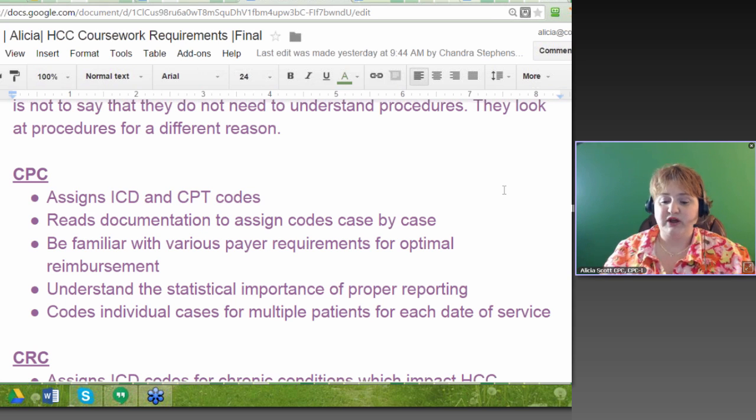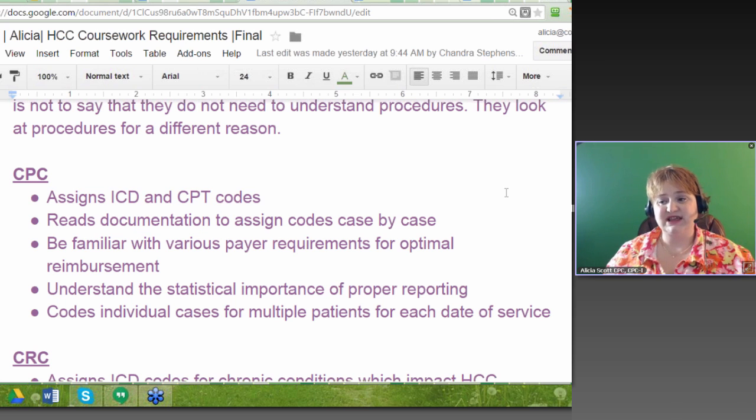So in other words, if you're coding all the things that came in on a Thursday, and you're coding all of that out on Friday, you're coding several different patients that the facility or the doctor's office saw, maybe 100 patients between doctors, and you're coding all of those. It's different for the CRC.